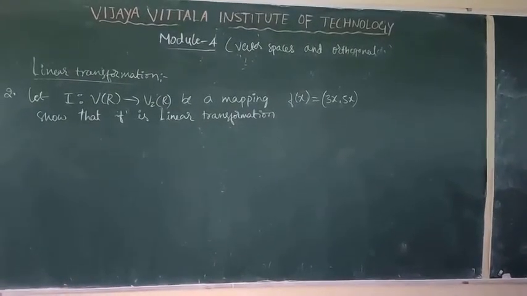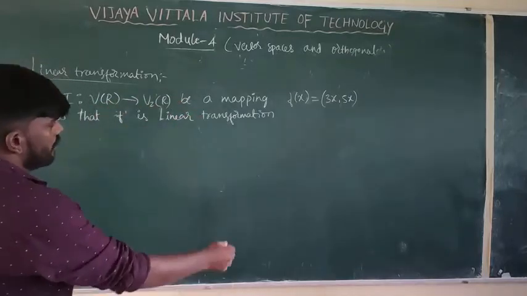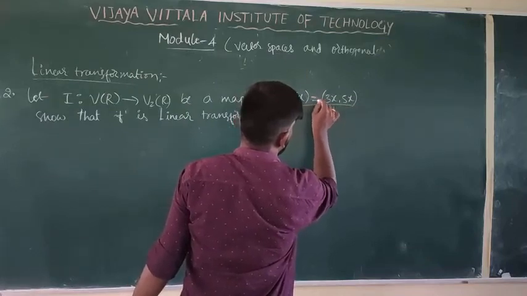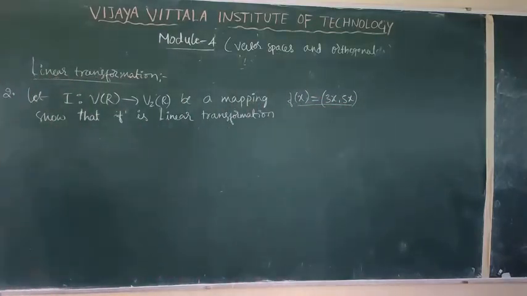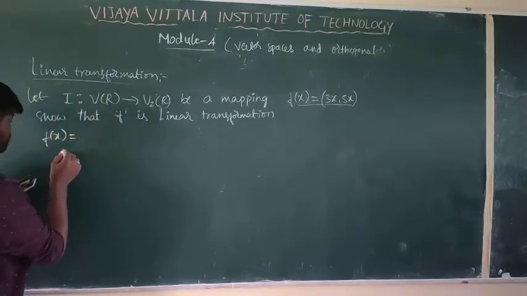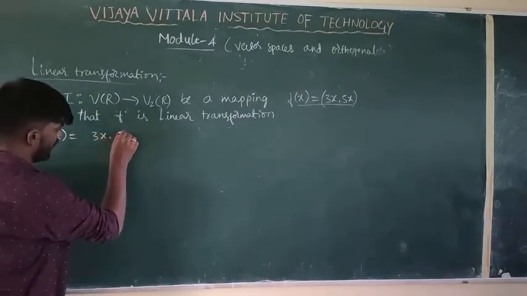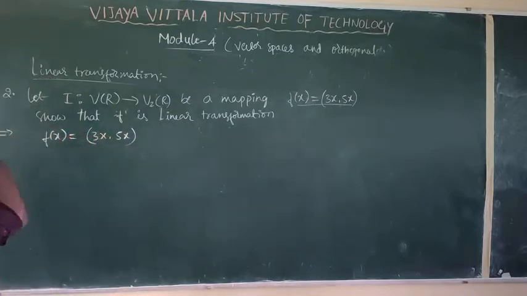So now we will solve one more problem on linear transformation. Let f be a mapping from R to R squared, a function f of x equal to 3x comma 5x. Show that f is a linear transformation. Given function is f of x equals 3x comma 5x.